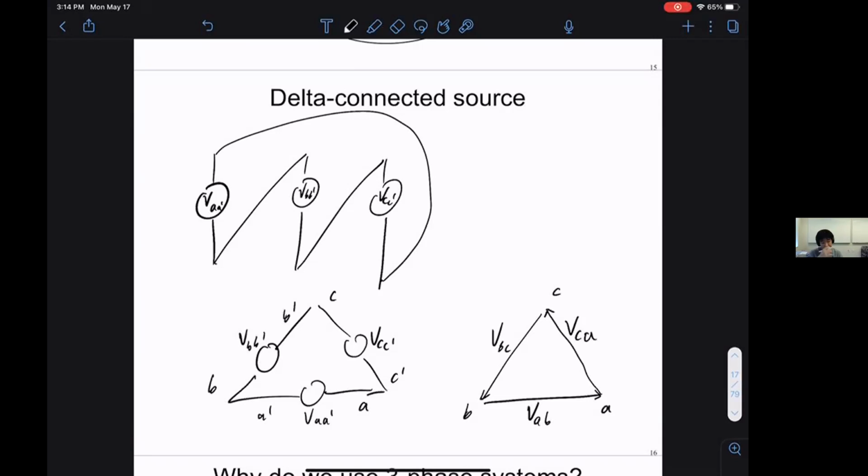Right, and again, just to summarize, we use three. Any questions? Okay, yeah, so we'll be doing a lot of calculations for this later. But now it's just to get an idea of the connection of wires.